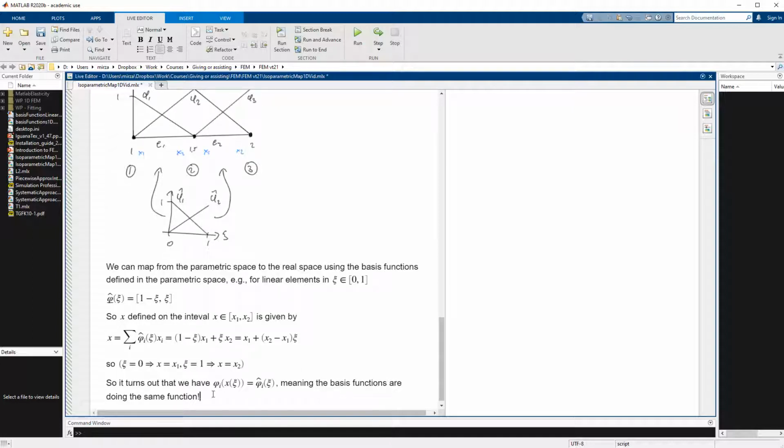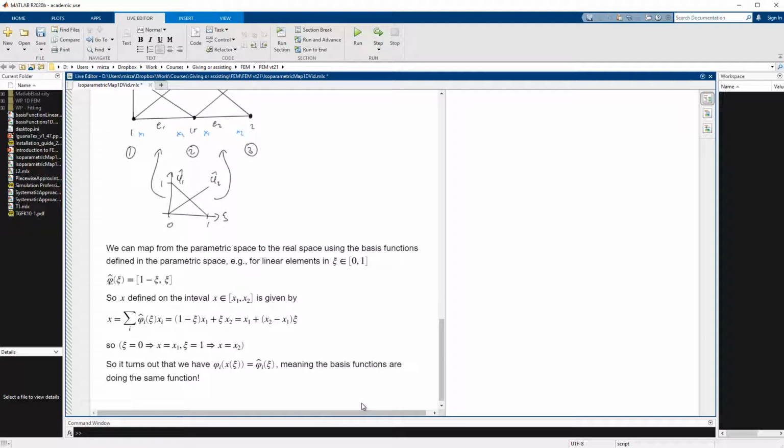So if we throw this back into the original basis function here, we can see that it turns out that both basis functions are really the same. They're producing the same stuff, because we get x back, we get x1 back, and we get x2 back if we use the map.